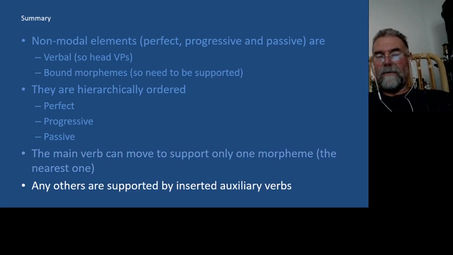Any of the morphemes that are left over then, once the verb is supported its morpheme, well then that's exactly where we're going to have to insert our auxiliary verbs. We insert have whenever there's a perfect morpheme there, and we insert be whenever there's a progressive and a passive morpheme. And though they then support the other morphemes that are needed to be supported.